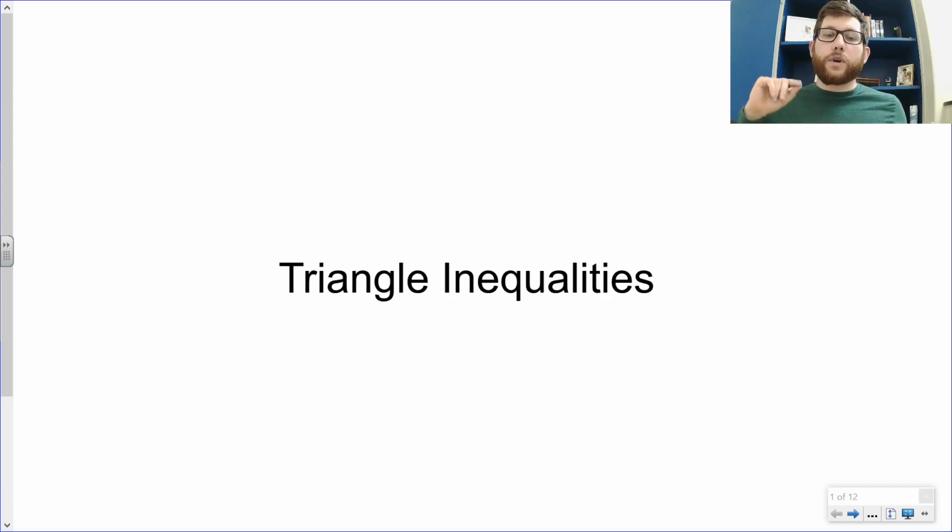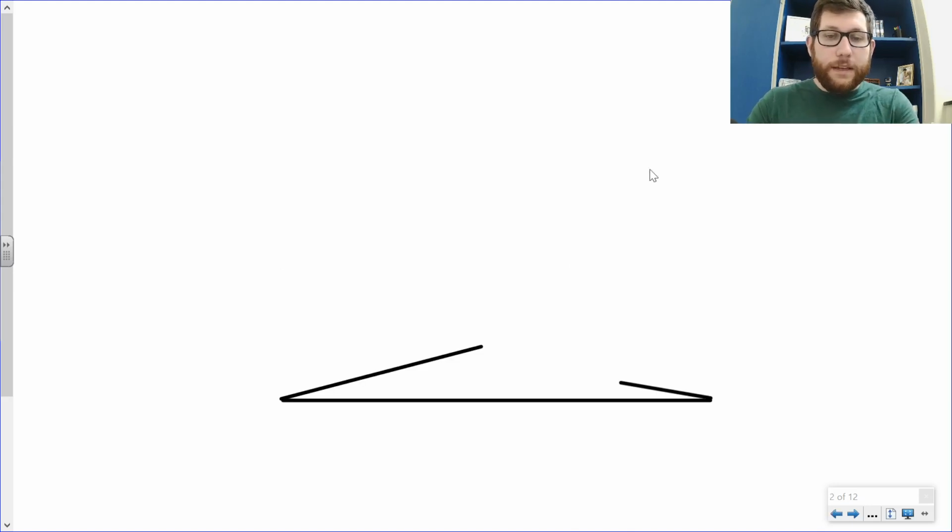So in this video, we're going to take a look at triangle inequalities. Now, triangle inequalities deals with the different sides and angles of a triangle. In particular, we're going to take a look at the sides. Now, actually, you can't use any three numbers for sides of a triangle. Just because you have three different sides doesn't mean it can make a triangle. Let me show you what I mean.